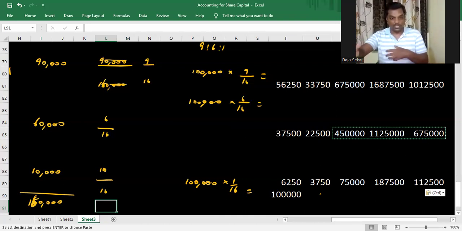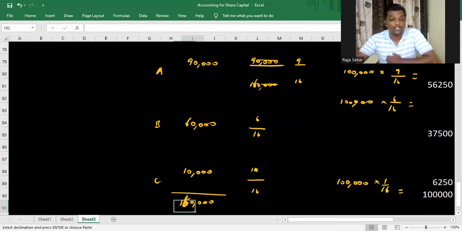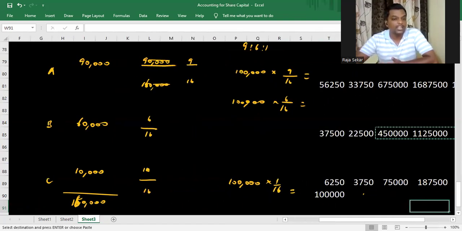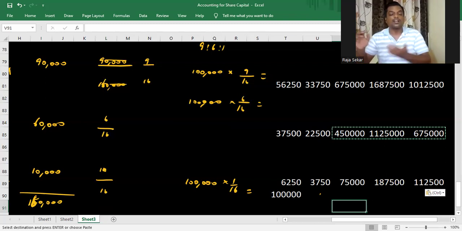Instead of doing that, what we do is we set off that excess application money against the allotment money. Now, if you ask me whether it is compulsory for us to set off against excess application money every time, no, that is not true. It is at the company's discretion.